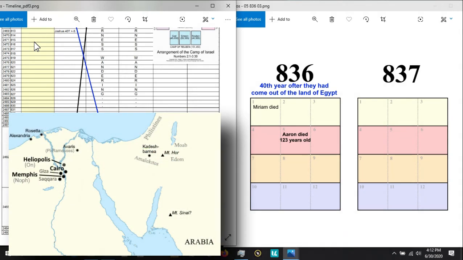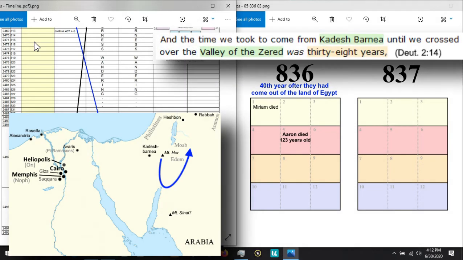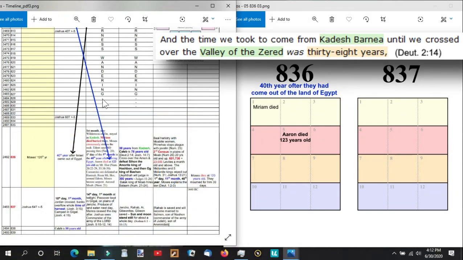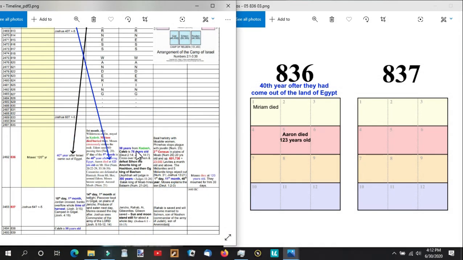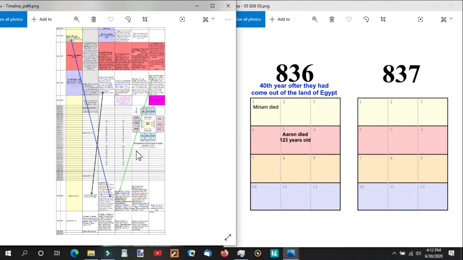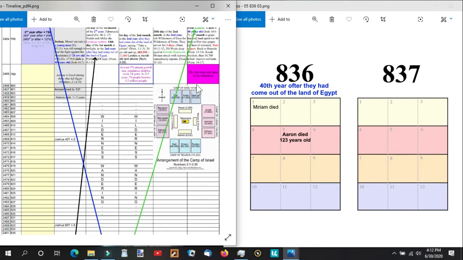After Aaron died, neither Edom nor Moab would let them pass through their territories, so they had to go around. As they crossed over the valley of Zered and camped on the east of Moab, we get a third confirmation of the chronology when Deuteronomy 2:14 tells us that it was 38 years from the time they left Kadesh Barnea. So again, with each row of our spreadsheet representing a year, we can simply count off 38 years and verify the accuracy.